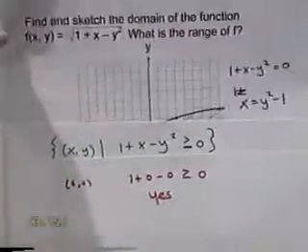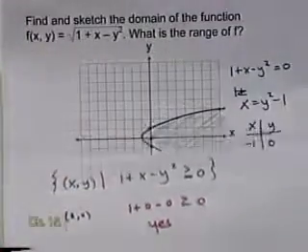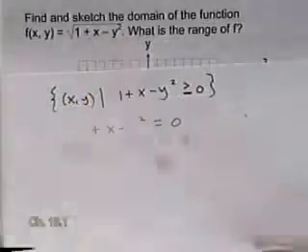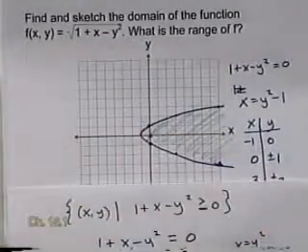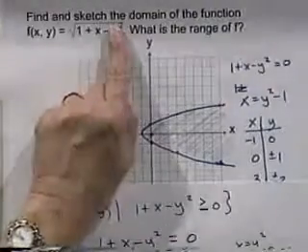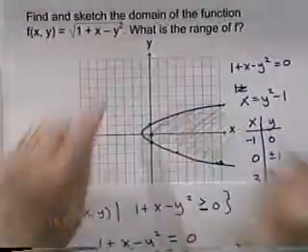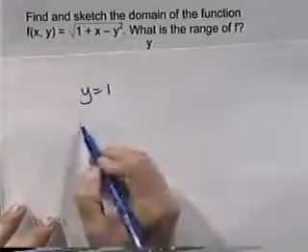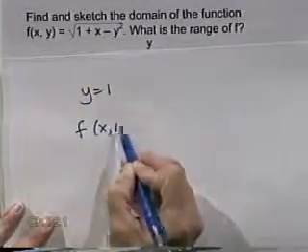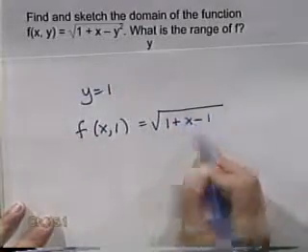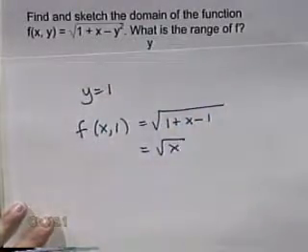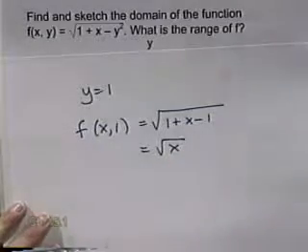The range? Well, what do you think the range is? What values does this function take on? When you plug in all the numbers in this region, what values are you going to get? Well, if you let y be 1, notice you get f of x, 1 equals the square root of 1 plus x minus 1. You're getting the square root of x. Well, for different values of x, you're going to go from 0 to infinity, right?